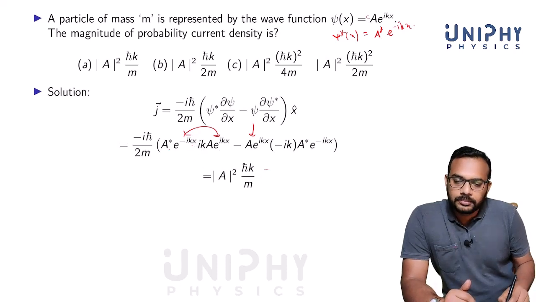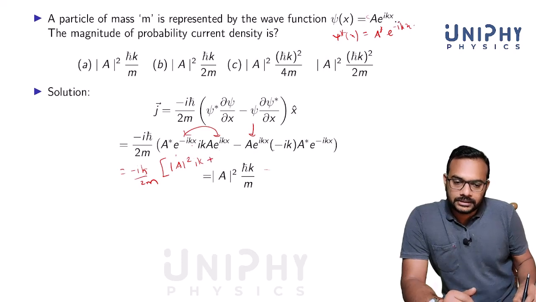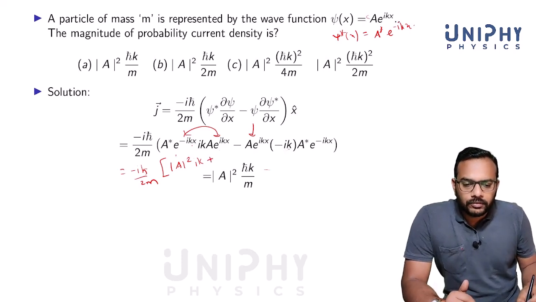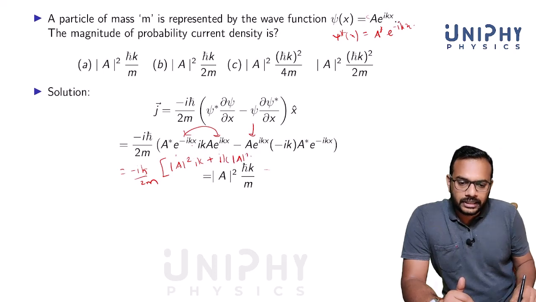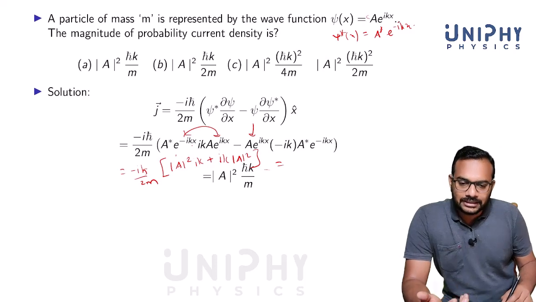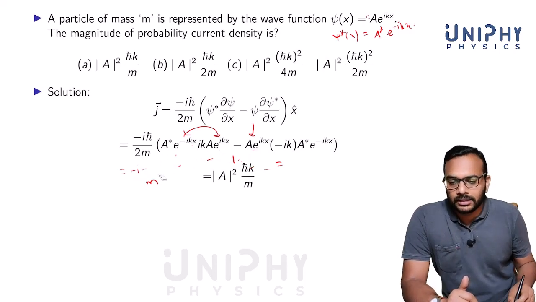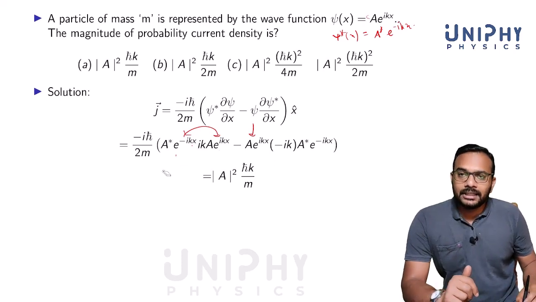It's exactly the same. So what you have in bracket is minus i h cross by 2m. This is modulus of a square ik plus. Here you have got minus ik multiplied by this minus becomes plus. So ik modulus of a square. So that's equal to, this is twice, and this 2 and this 2 cancel, this i and minus i get multiplied to 1. So modulus of a square h cross k by m is the probability current density.